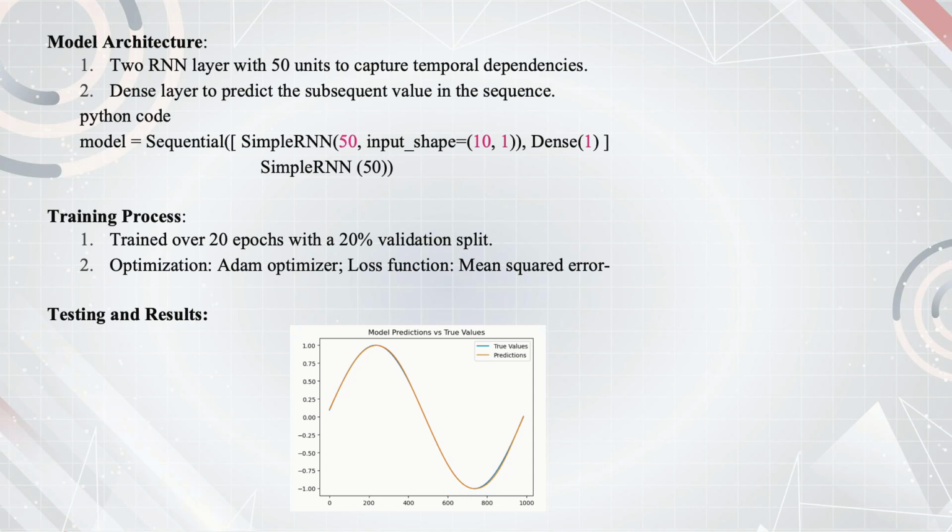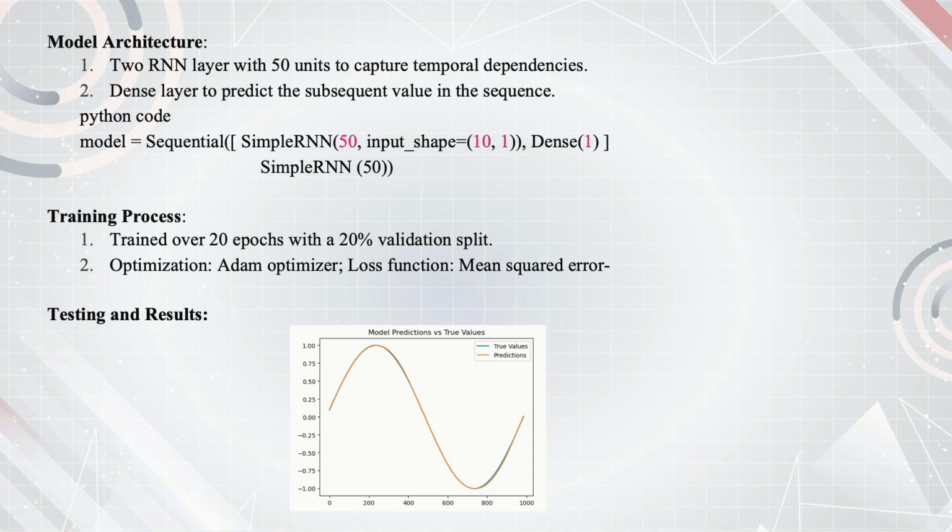So in the Python code, which is the model construction, here it mainly uses the sequential model, and it has the simple RNN. 50 is the number of neurons in the hidden layer, and it defines the input shape and dense. And the second simple RNN, you can see, is the second layer. So let's come to the training.